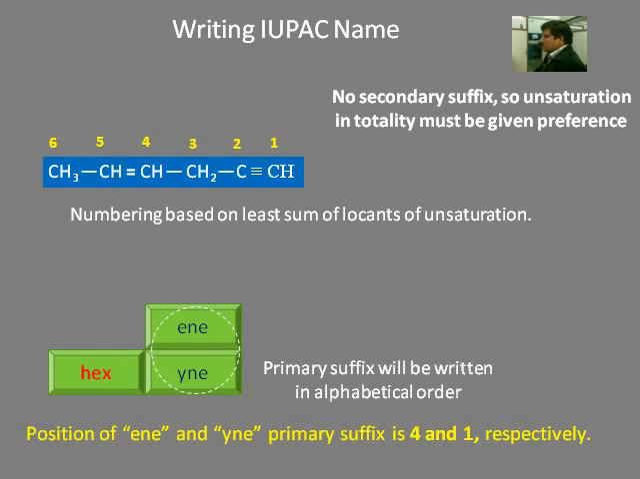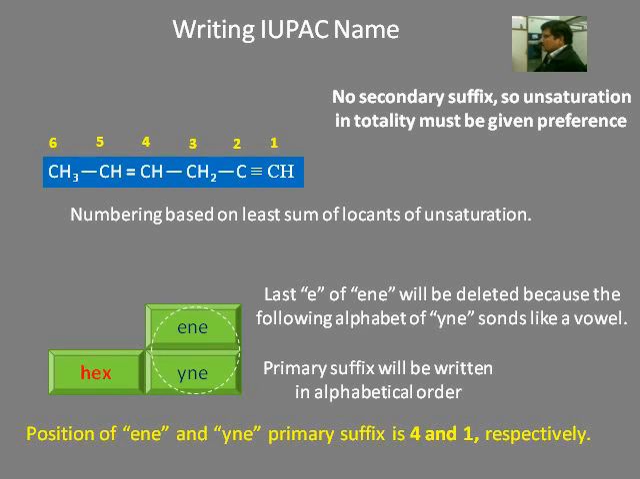Primary suffixes will be written in alphabetical order because there are 2 in number. Last e of ene will be deleted because the following alphabet of yne sounds like a vowel. The name will become hex-4-ene-1-yne.